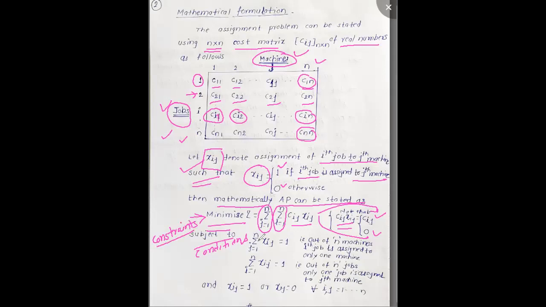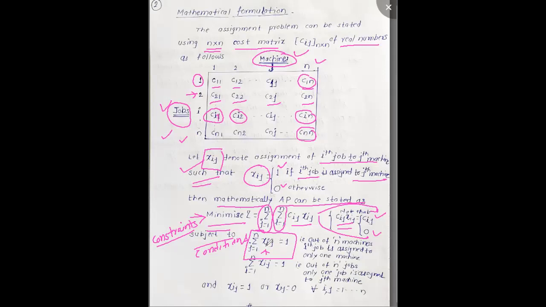So what is the first condition? Summation xij, j equal to 1 to n, is 1. Now j is changing from 1 to n. J we are using for machines. So this is a summation from the first machine to the nth machine, and the first suffix is I, that is, the ith job. The variable xij has value 1 when we assign the ith job to the jth machine.